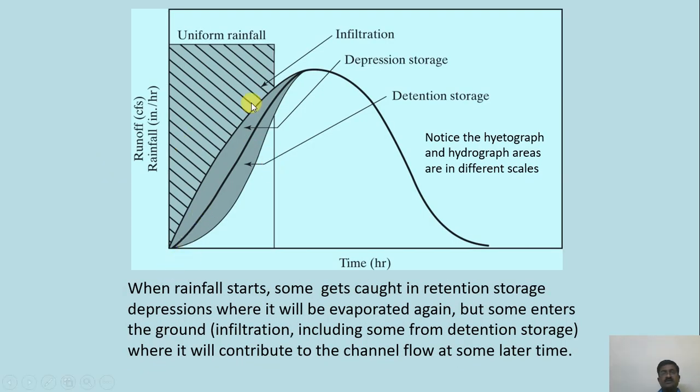Also, observe this particular graph. When rainfall starts, some gets caught in the retention storage. Some part of the water is retained in depressions, where it will be evaporated again, but some enters into the ground. We call it infiltration, including some from detention storage as well, where it will contribute to the channel flow at some later point. So we have to remember this part of the hydrograph as well. Here, this particular part is the depression storage, this is the detention storage, and here the infiltration is indicated in the hydrograph.